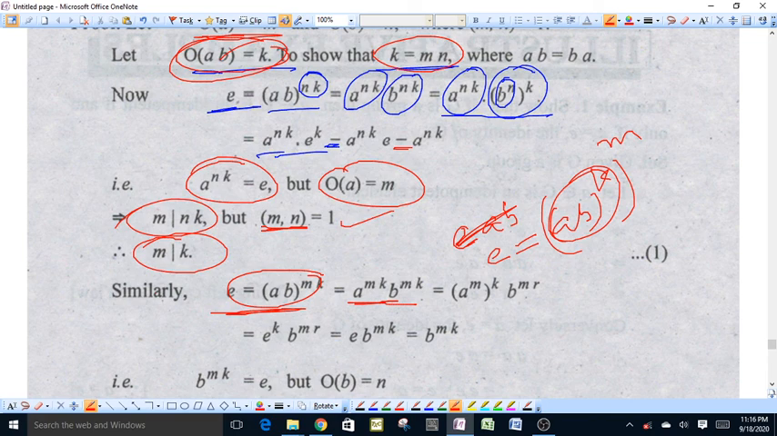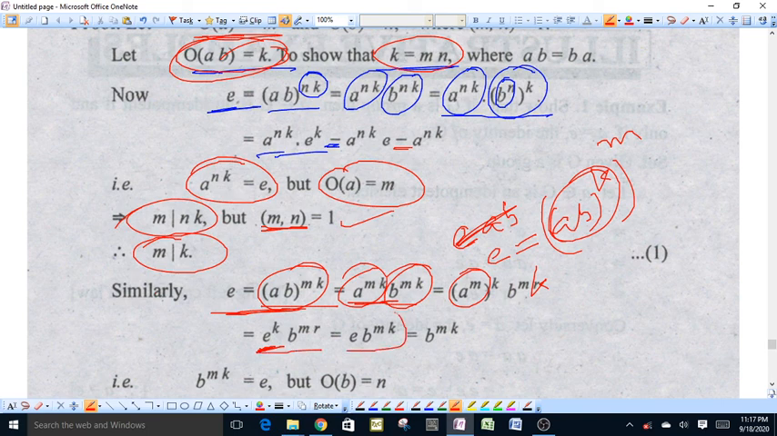Therefore, this identity element E may be written as (AB) raised to power K, raised to power M, which will be equal to (AB) raised to power Mk. This can be written as A raised to power Mk, B raised to power Mk, which will be equal to (A raised to power M) raised to power K, B raised to power Mk. A raised to power M is equal to E, because the order of A is equal to M. This will be equal to E times B raised to power Mk, which is equal to B raised to power Mk.